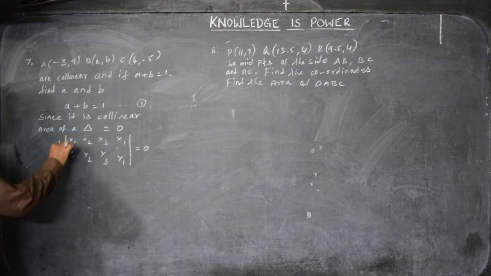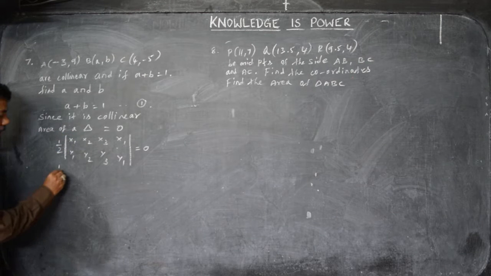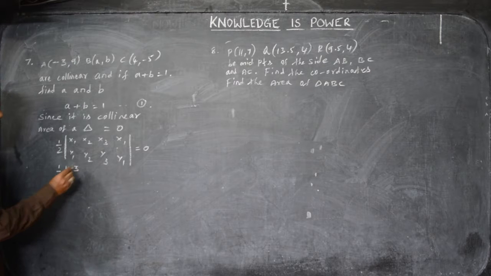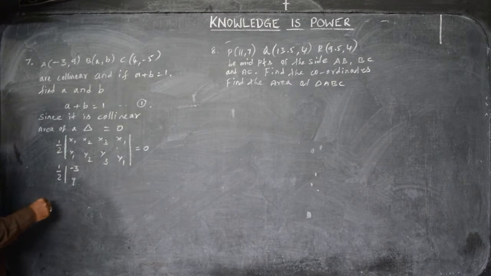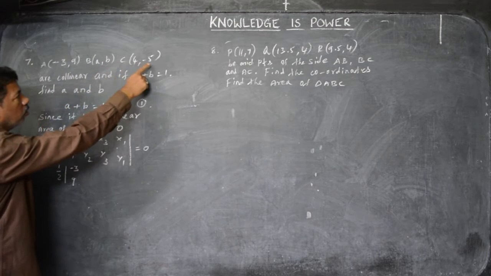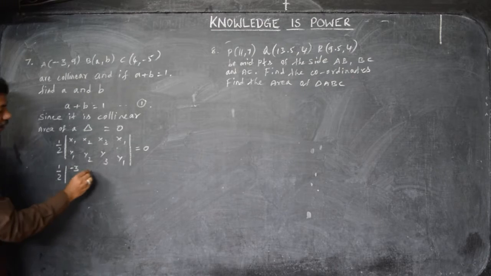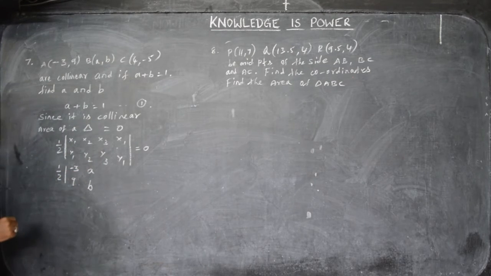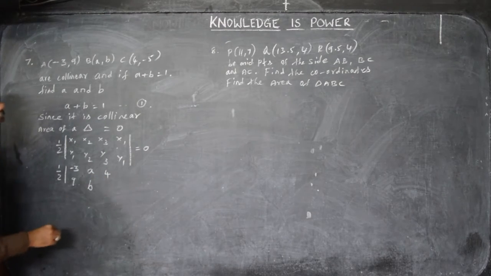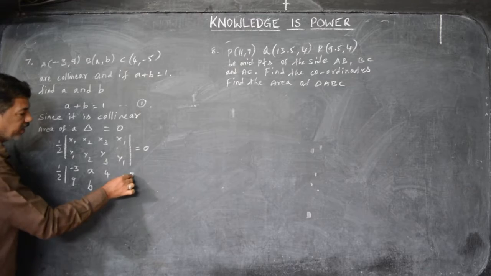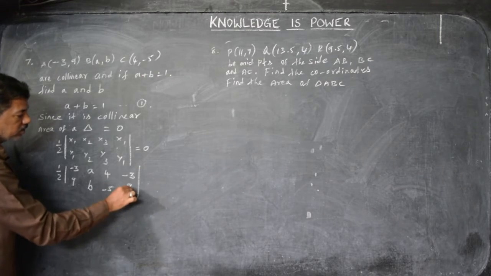After that, as usual, you substitute the values one by one. What is x1? Minus 3. What is y1? 9. What is x2? A. y2 is B. x3 is 4. y3 is minus 5. Again you have to write minus 3 and 9. It's clear?